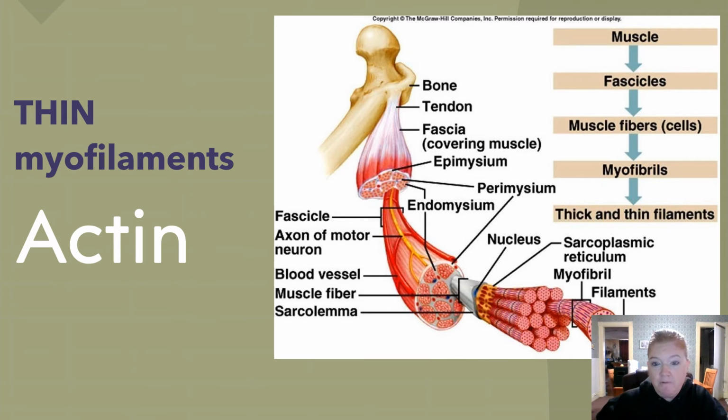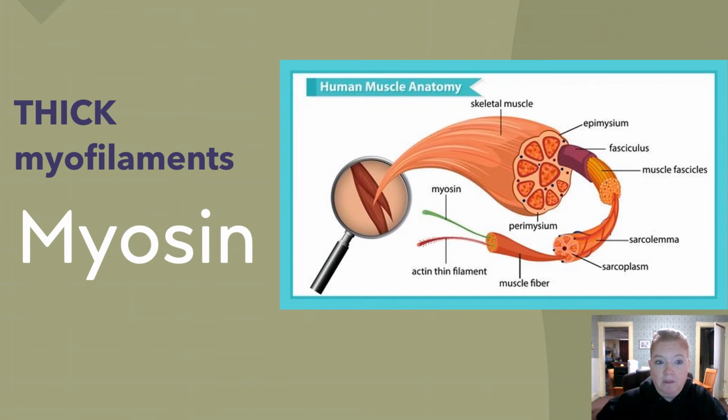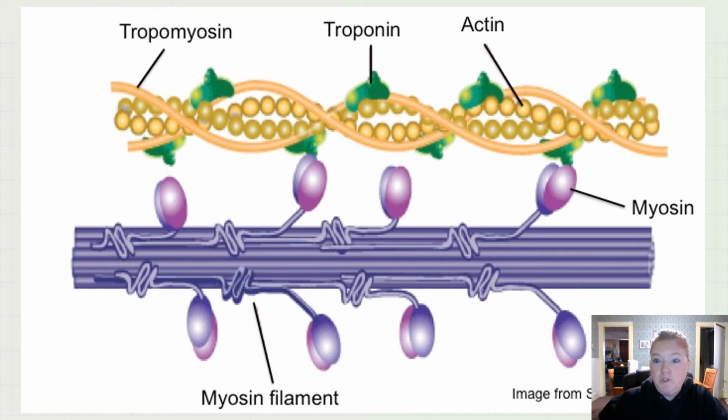So the thin myofilaments are actin. Thick myofilaments are myosin. Maybe just remember myosin is the longer word, it's thicker. Actin is the shorter word, it's thinner. So here's what it looks like. Myosin has these heads that are going to bind to actin and they come up and slide, okay?